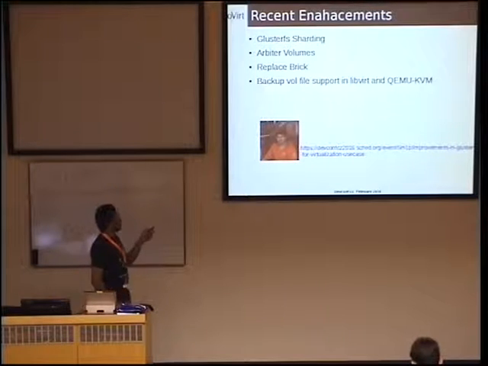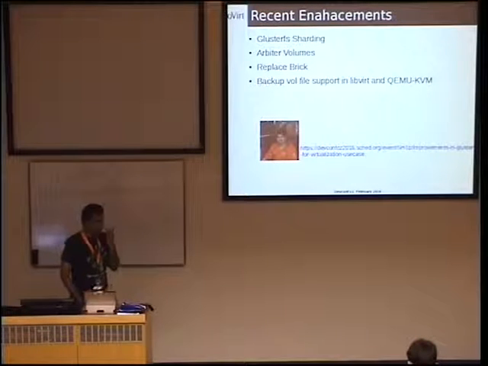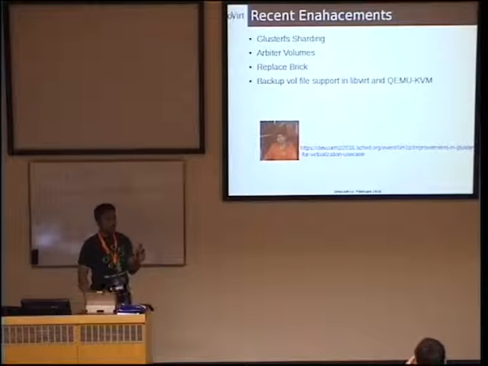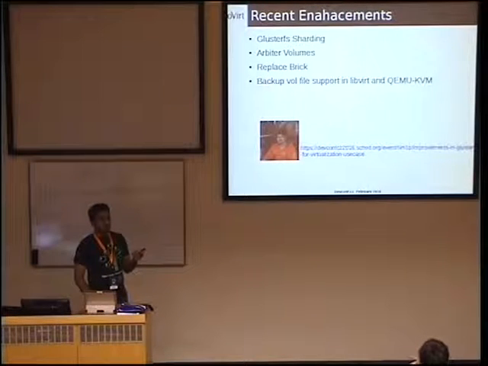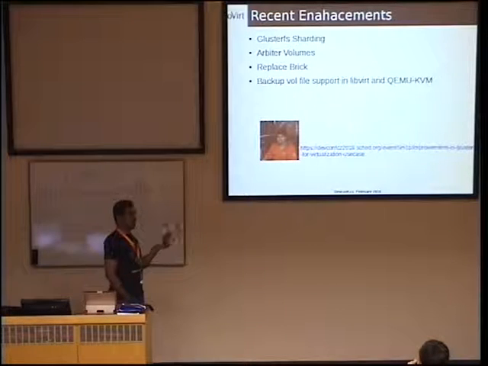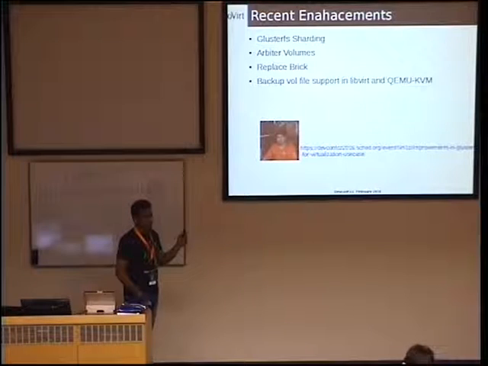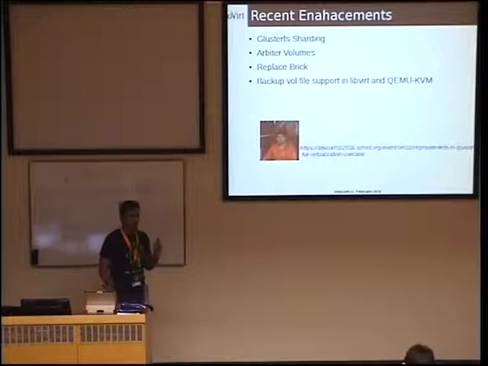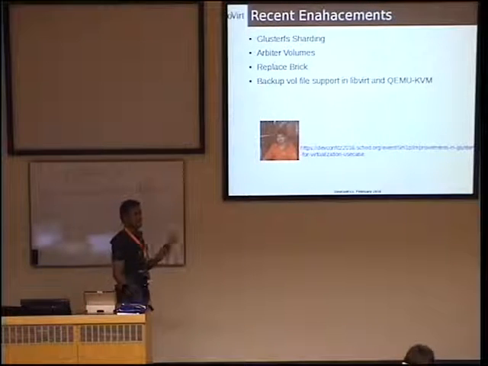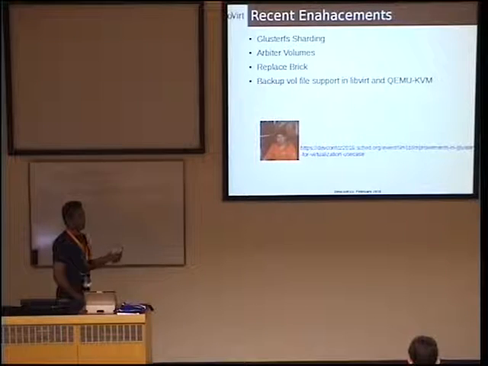That can be easily solved by the arbiter volume, where, in case of replica 3, the third brick will be used only for metadata purposes. When you store a file in a replica 3 volume, normally it gets stored in all the 3 bricks. But in an arbiter volume, only metadata is stored in the third brick, not the actual data. So that can be very small in capacity. The machine itself need not have the same capacity as the other machines.